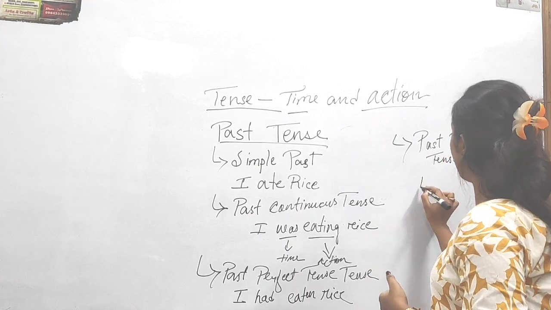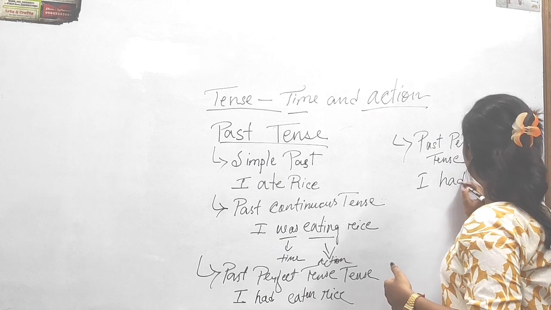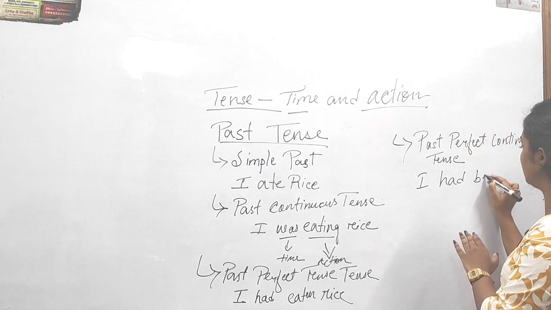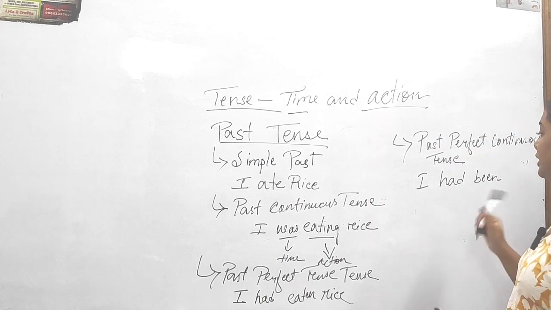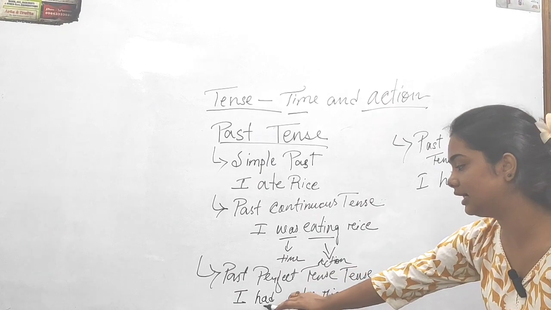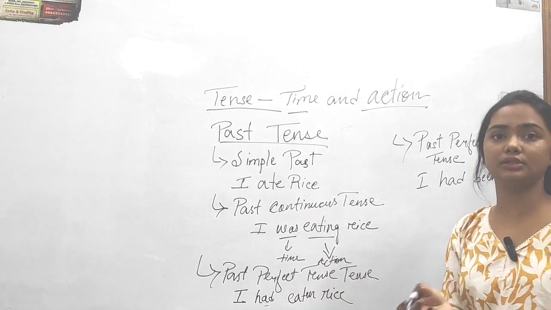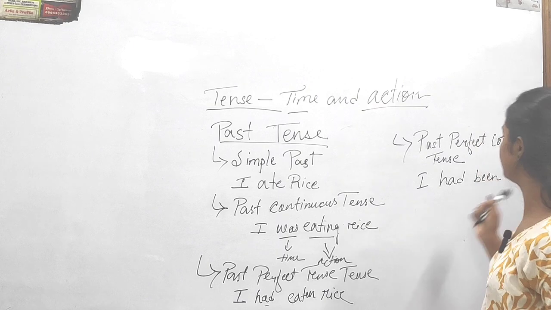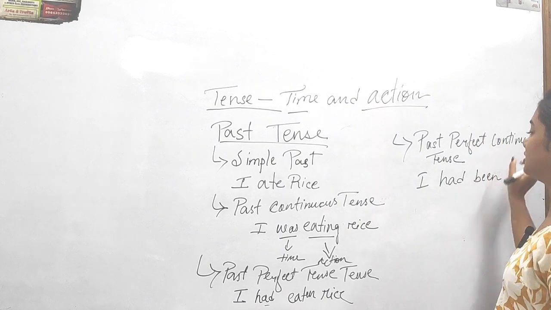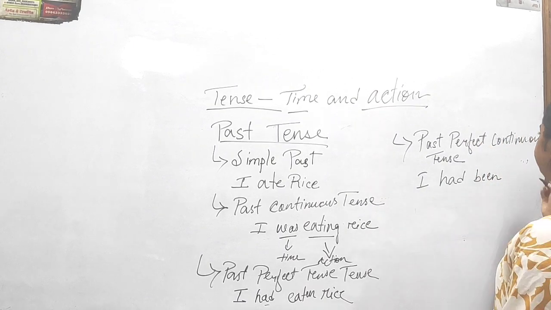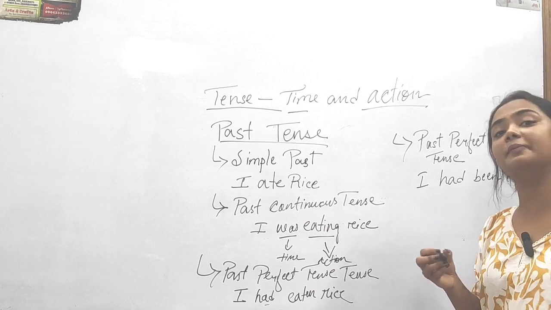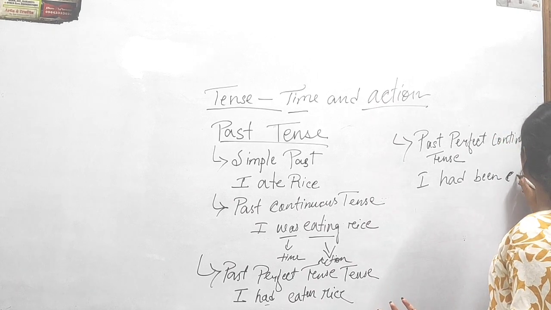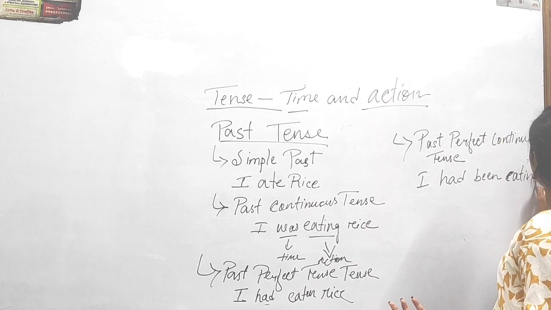So it will be "I had". We use "been". For perfect we use had, have. It depends on the pronoun we use. And for perfect continuous we use "I had been" or "I have been" in the present. Eating rice.